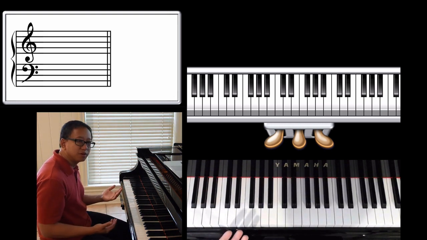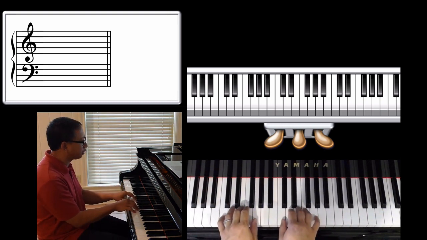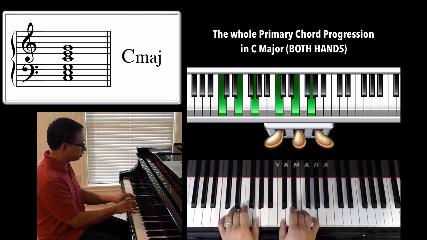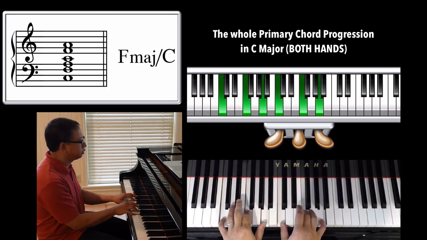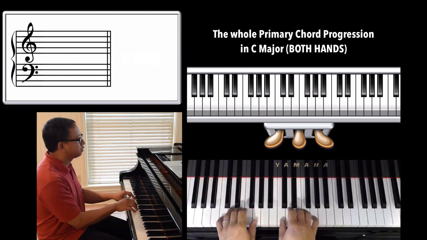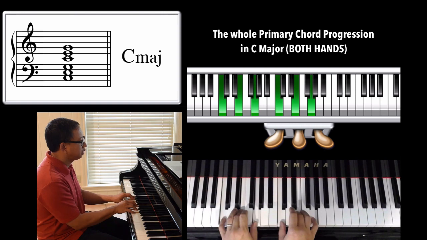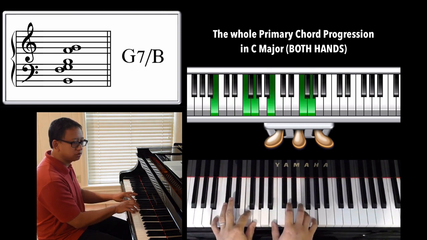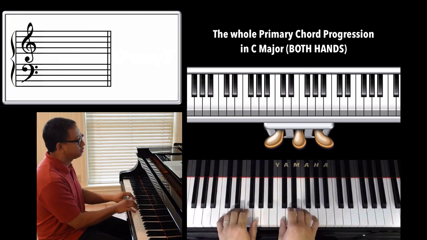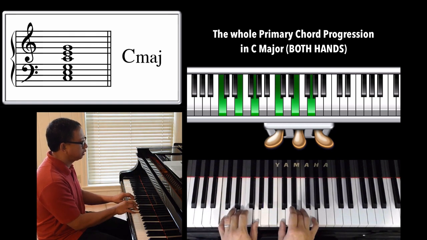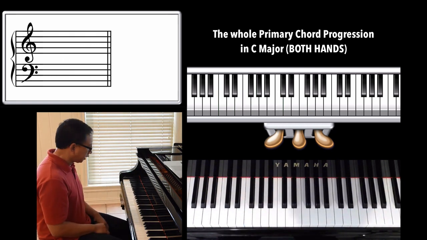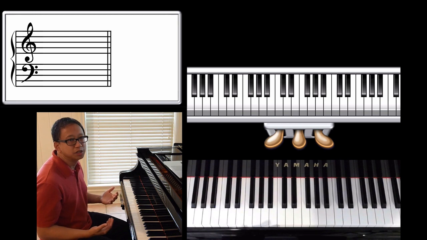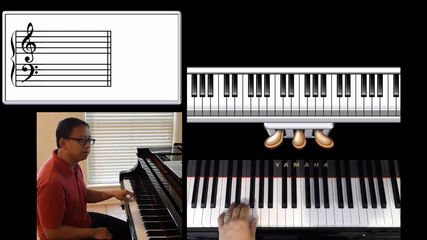You don't have to do this here, but if you'd like to play them hands together, it would look just like this here. Ready? Go. C, 2-3-4. C, 2-3-4, G7, 2-3-4, C, 2-3-4. Okay. So that's how the primary chord progression looks in C major.